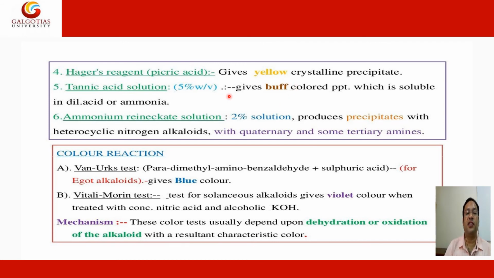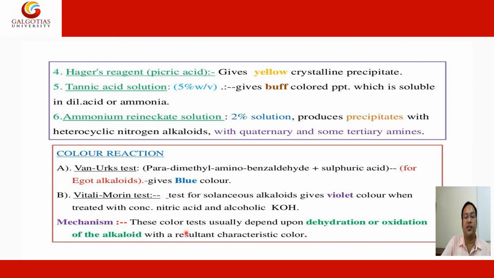Tannic acid solution, 5% weight by volume, gives a buff-colored precipitate which is soluble in dilute acid. Ammonium reineckate, a 2% solution, produces a precipitate with heterocyclic nitrogen rings, with quaternary and some tertiary amines. Color reactions: Van Urk's reagent, para-dimethylaminobenzaldehyde, gives a blue color with ergot alkaloids. The Vitali-Morin test for solanaceous alkaloids gives a violet color when treated with concentrated nitric acid and alcoholic KOH.